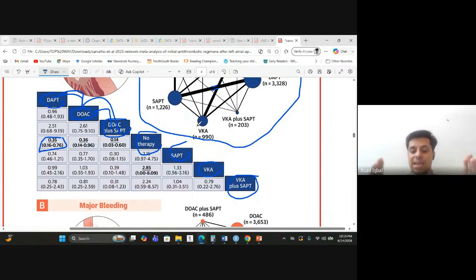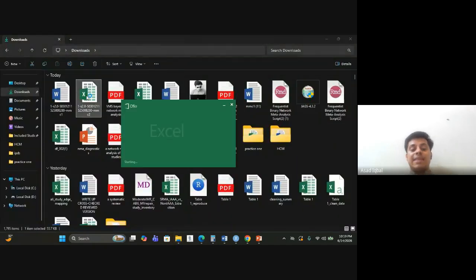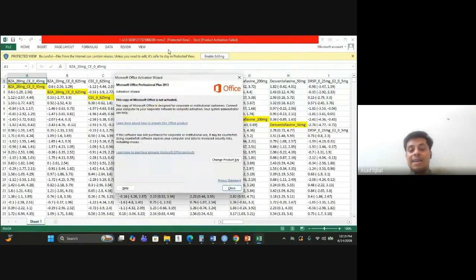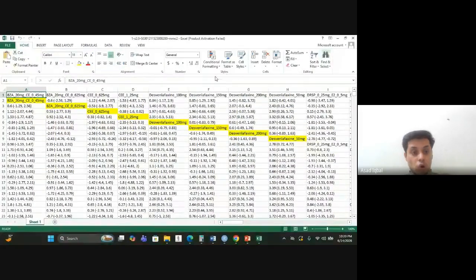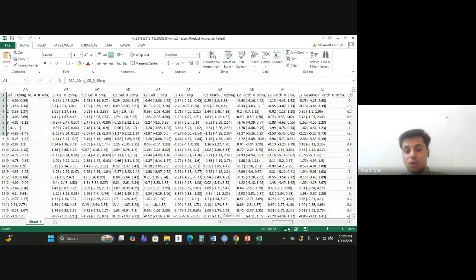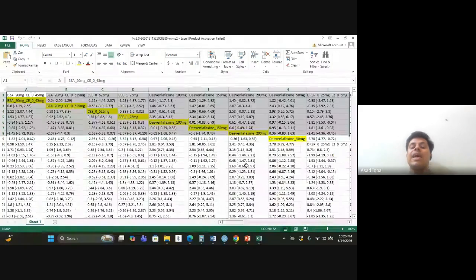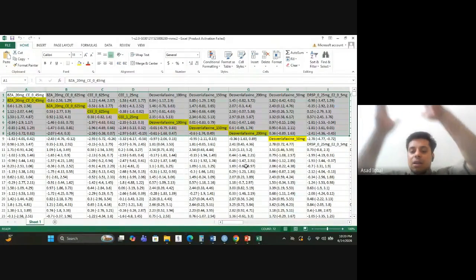What does the league table mean? I will show you another league table, the actual league table that's usually like this. I know that's quite complicated. That's the meta-analysis I shared in the group. I know this is complicated, but leave it for now. This meta-analysis has two triangles. One is the upper triangle, another one is the lower triangle.